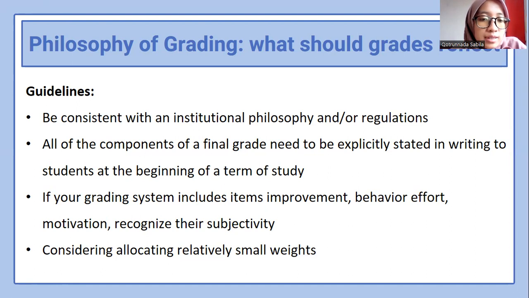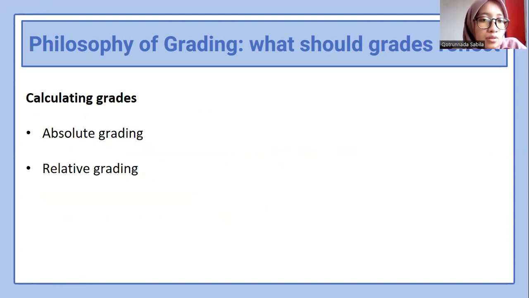And then if your grading system includes items like improvement, behavior, effort, motivation, recognize their subjectivity, and consider allocating relatively small weight. And then calculating grades. If you pre-specify standards of performance on a numerical point system, you are using an absolute system of grading. Meanwhile, relative grading is usually accomplished by ranking students in order of performance or percentile ranks and assigning cut-off points for grades.